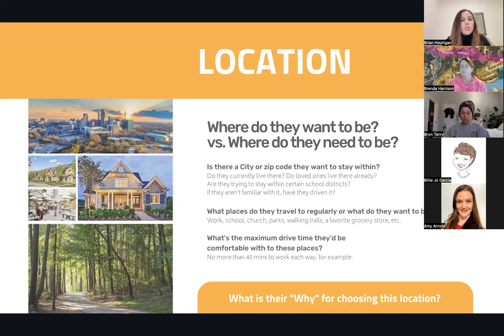I might ask if there's a certain zip code they want to stay within, right? People that are from the triangle and are looking in Cary, I might ask them, is there a certain zip code you want to be in? Because West Cary has a totally different feel than kind of the downtown area, right?